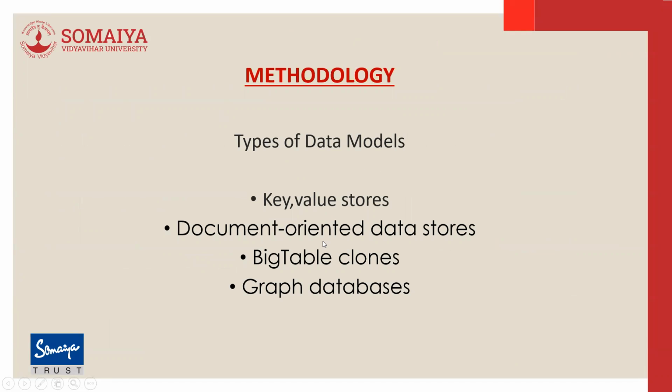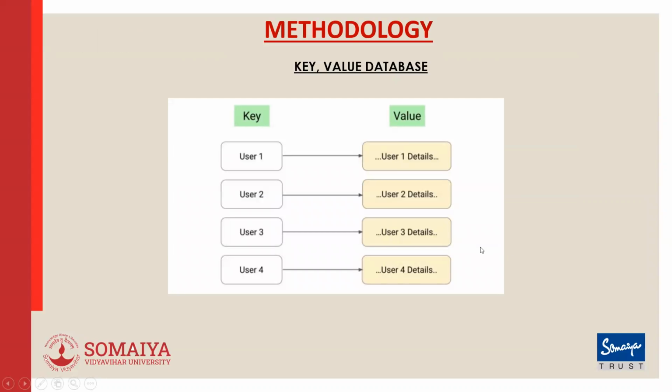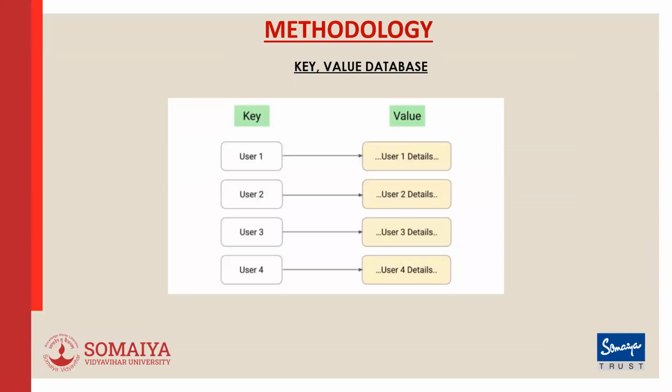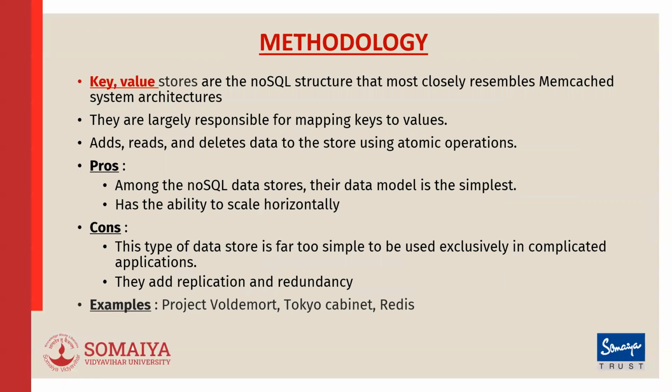Methodology of the project. So the types of data models here are key value stores, document-oriented data stores, big table clones, graph databases. So moving to key value database. So here you can see the various keys. Those are user 1, user 2, user 3, user 4, and its value, user 1, and the details of each user. They are mapped to each other.